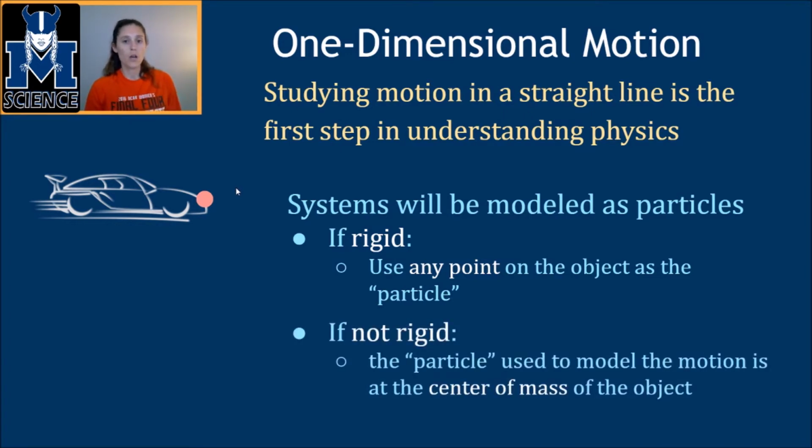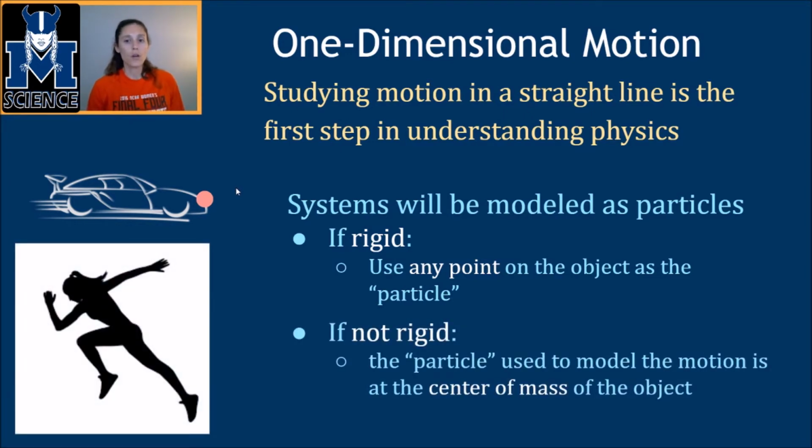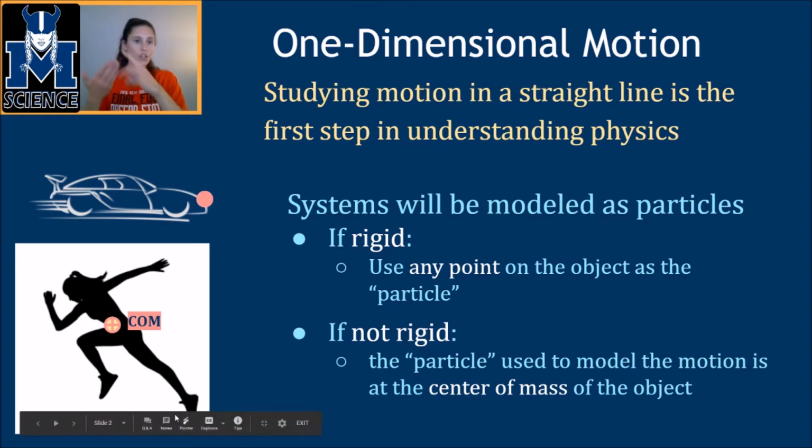But for things that are not rigid, you're still going to model it as a particle, but you're going to have to find the center of mass, or talk about modeling the center of mass of the object. You can't just pick any old point and describe the motion at that point, because you can imagine, like a runner, if you chose a fingertip, the motion of the fingertip is not representative of the motion of the runner's body as a whole.